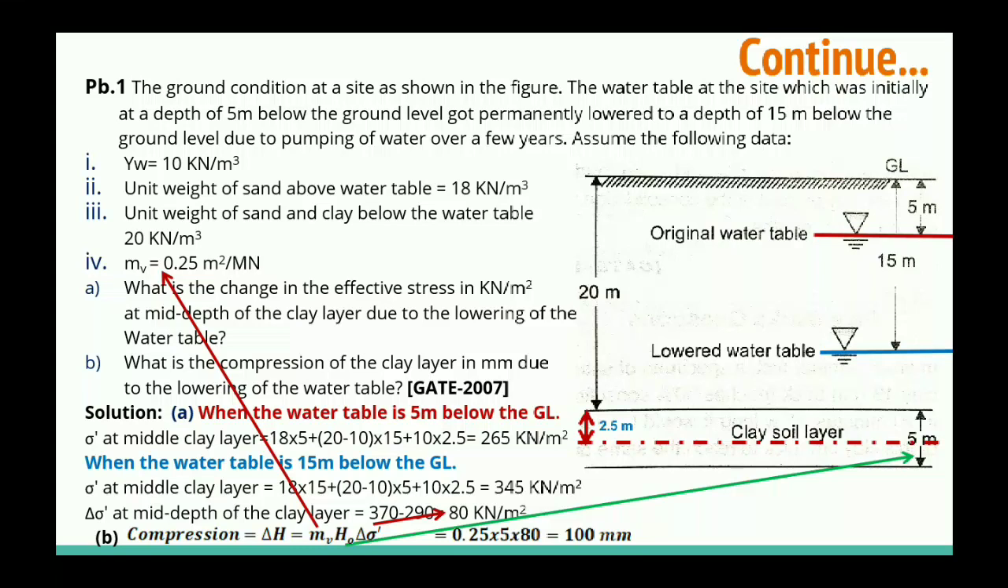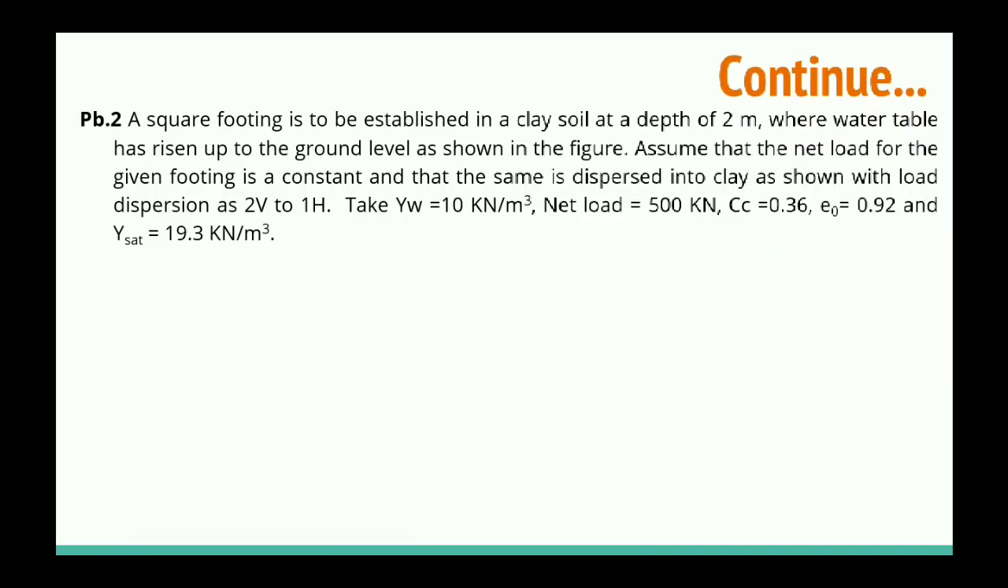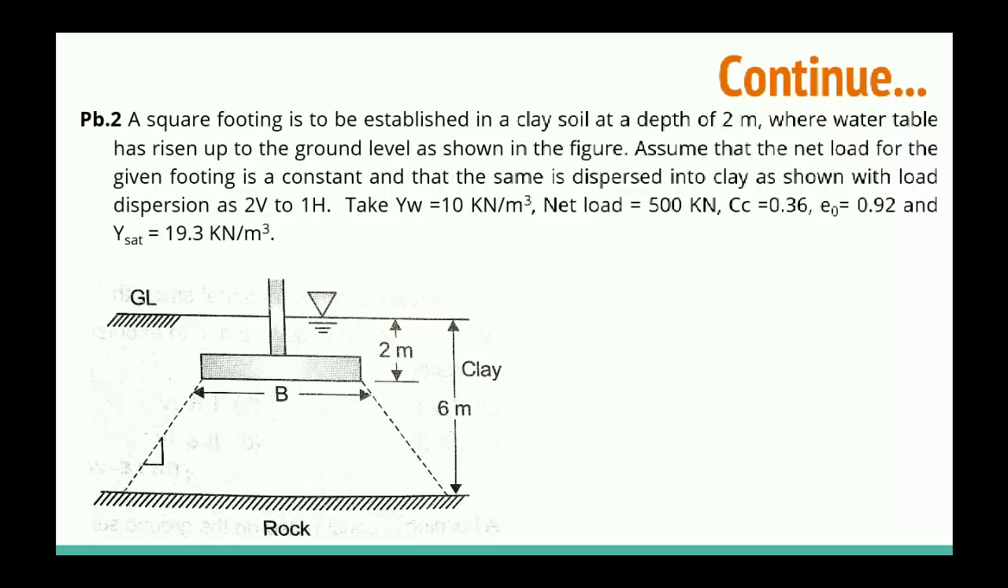Okay. So let's look at the second question. The second question is, a square footing is to be established in a clay soil at a depth of 2 meters, where the water table has risen up to the ground level as shown in the figure. Assume the net load for the given footing is constant and that the same is dispersed into the clay as shown, with the load dispersion as 2 vertical and 1 horizontal. Means load dispersion is occurring, but that pattern is given as 2 vertical and 1 horizontal, right?